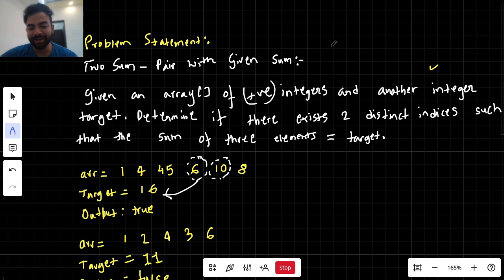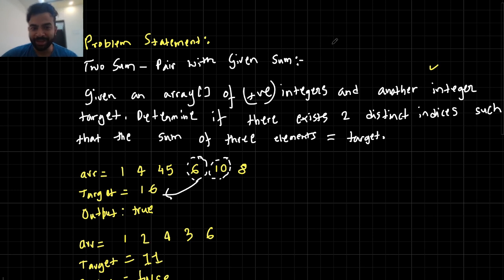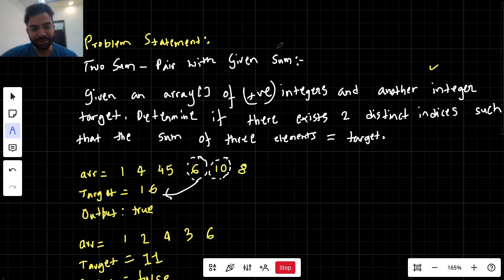And let's not waste our time understanding how someone came so far, but solve problems in order to get that far. Okay, so today's problem will be Two Sum: pair with given sum.